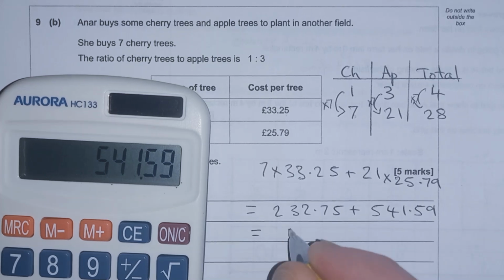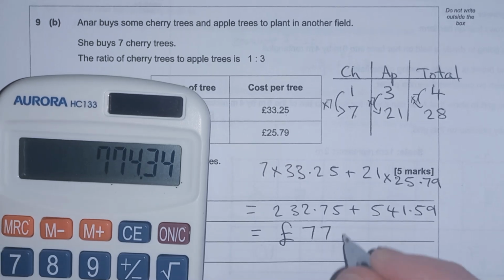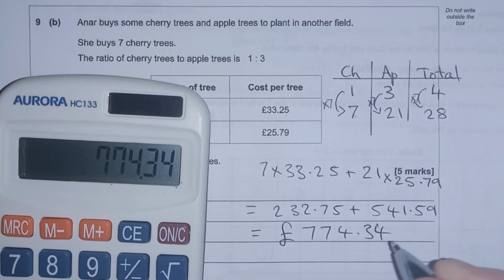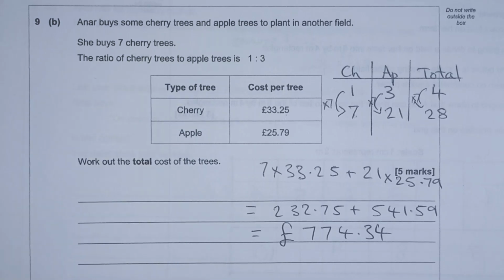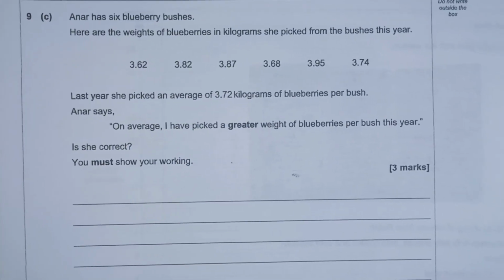541.59. So if we add those both together, we get £774.34. (9c).